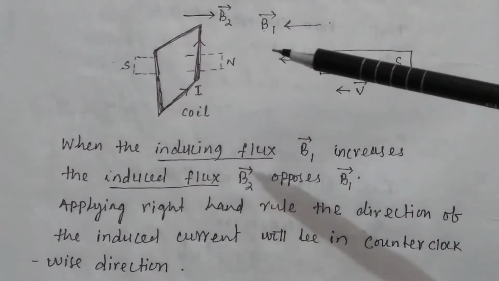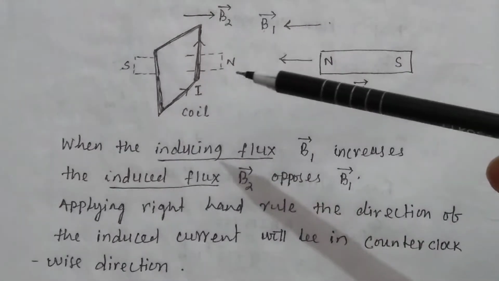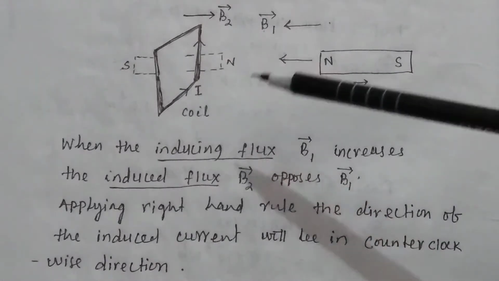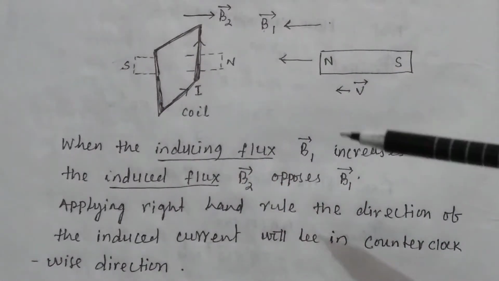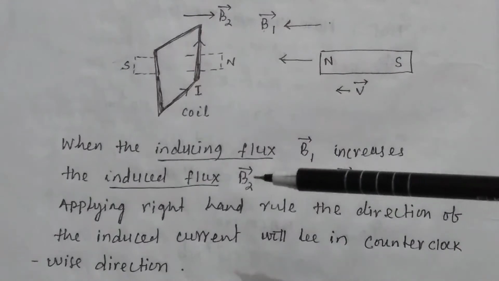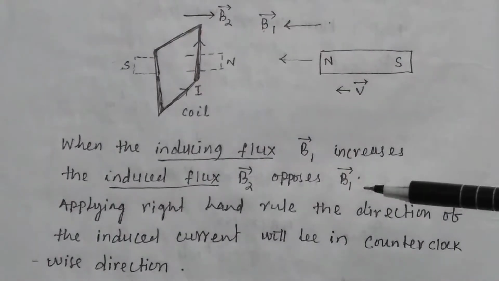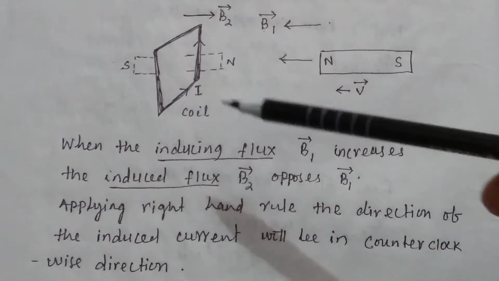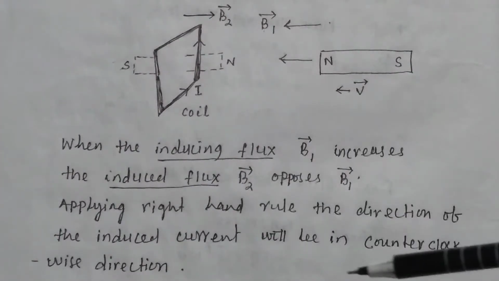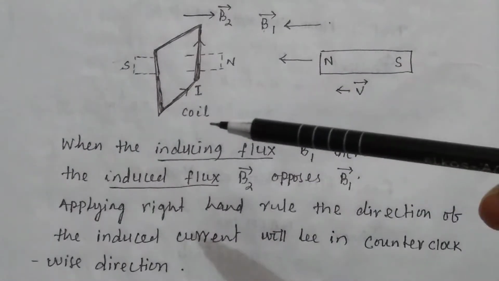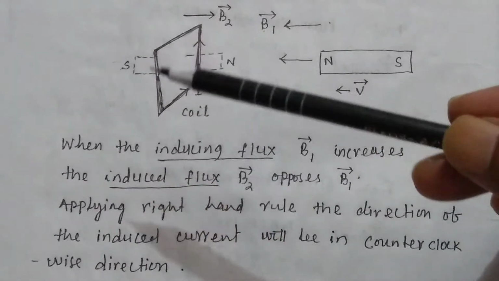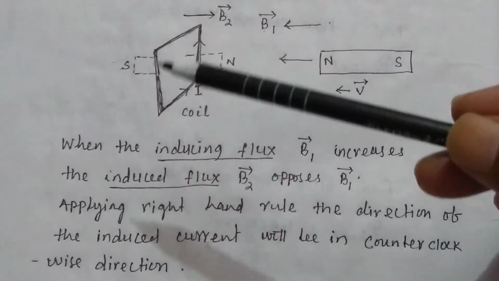When the magnet goes towards the coil, the inducing flux B1 increases. So when the inducing flux B1 increases, the induced flux B2 opposes B1. Applying the right hand rule, the direction of the induced current will be counterclockwise.